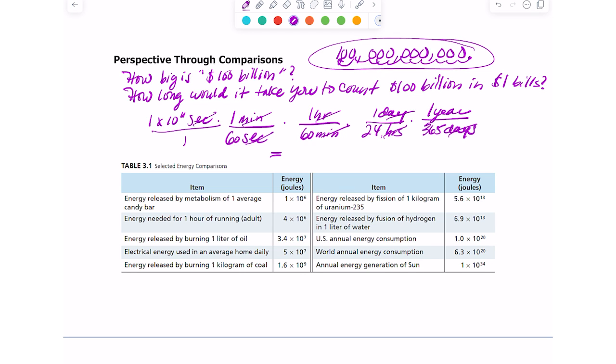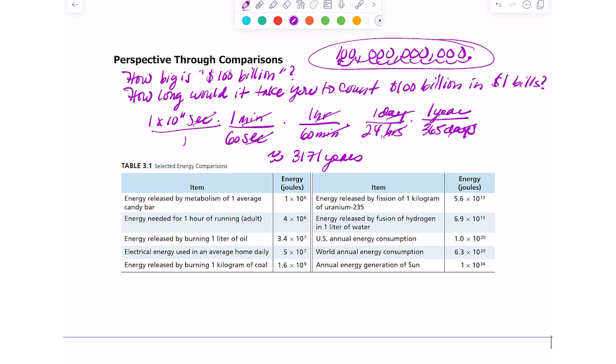So now when you think about how big $100 billion is, and when you compare how long it would take you to years and the length of time, it really makes you realize how big that number is. So perspective through comparisons is useful when you're dealing with units that are relatively unfamiliar or really large or really small.